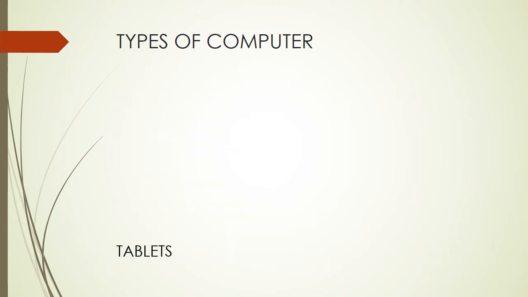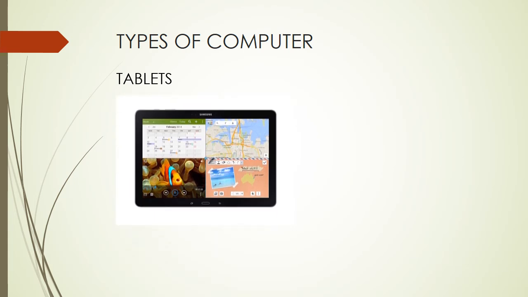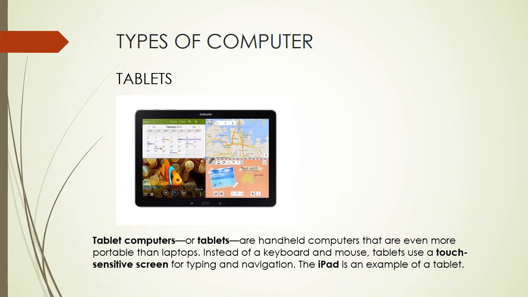Next on our list are the tablets. Tablets are also portable computers, just like the laptop computer we mentioned. They are handheld computers. They are even more portable than a laptop. But instead of using a mouse or keyboard to operate the computer, just like we do with laptop and desktop, we have a touch sensitive interface. While using it, you can just touch the screen to get whatever functions you want. And if you also want to type, you can invoke a keyboard.